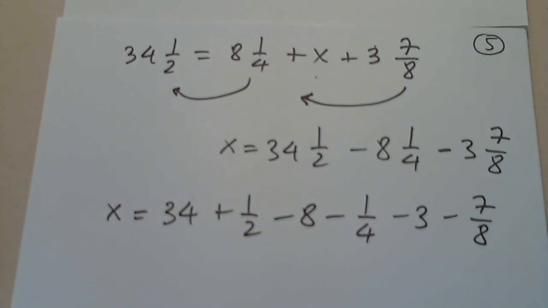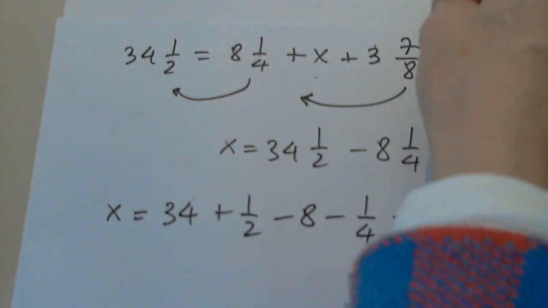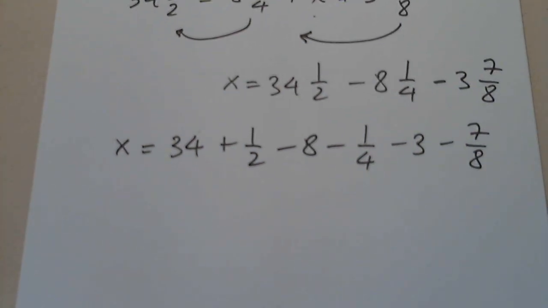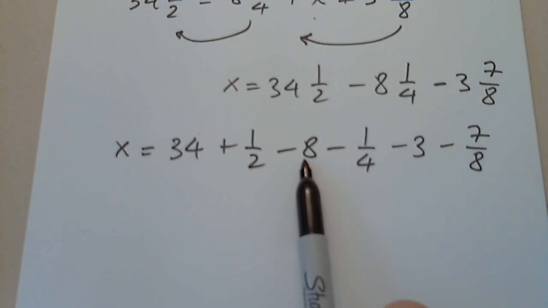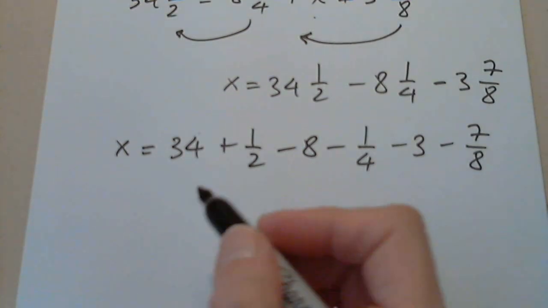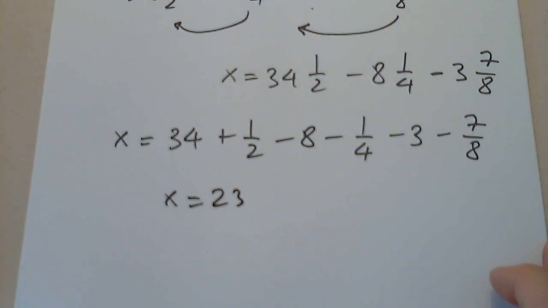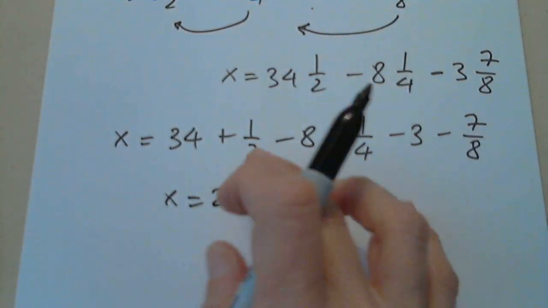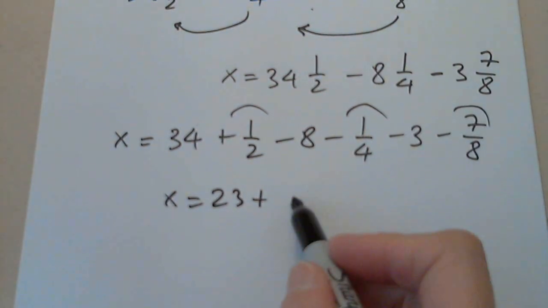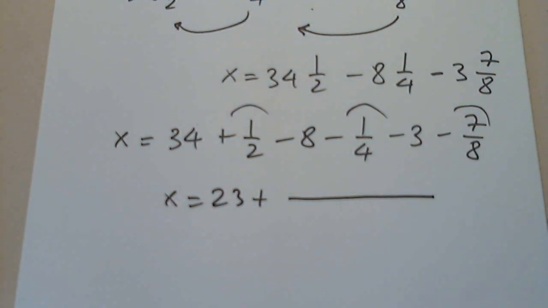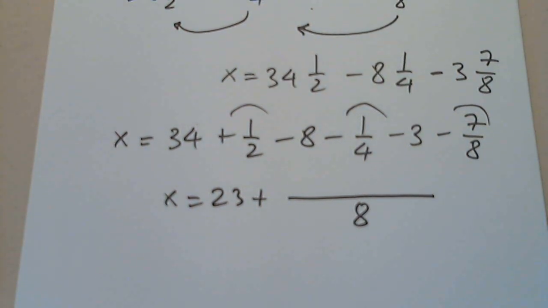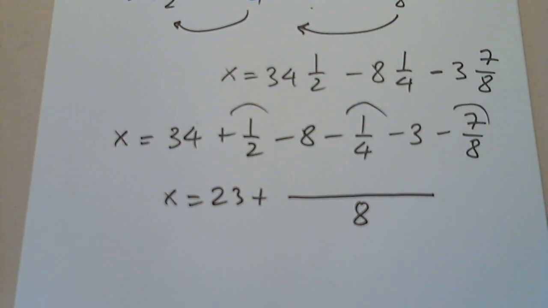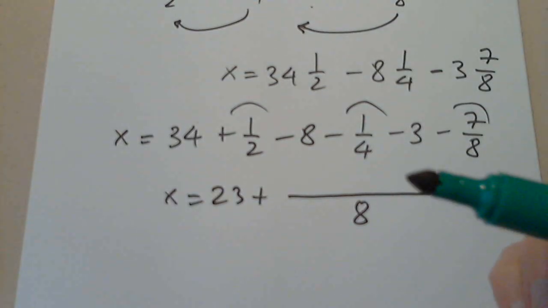Okay, so with addition and subtraction, remember, you do whatever you want. I want to do this. 34 minus 8, which is 26. 26 minus 3, which is 23. Now for all the small pieces, meaning the fractions, I have to find the least common denominator, which is easy because 2, 4, and 8 is a multiple of the other two. So that's nice. Now I need the adjustments. I cannot continue without the appropriate adjustments.